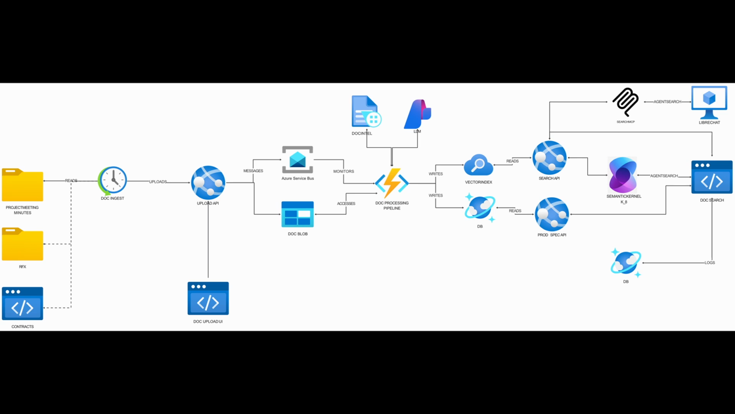The other wrote to a database, from which a product specification API read, arriving at the same destination by a different route. At the far right, two interfaces, LibreChat and a search interface. Both offered the same question to the same documents by different means.